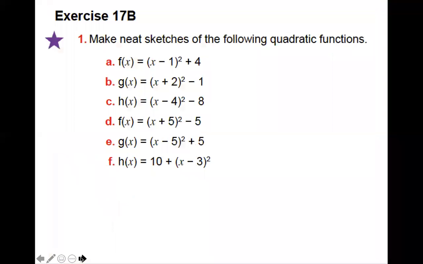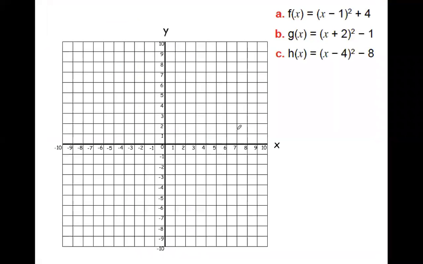Okay, so here we've got (x minus 1) squared plus 4. I'm going to try and sketch this. So the first thing we need to find is the y-intercept. So y-intercept, we said, for A, is when x equals 0. So if I replace x with 0, I get 0 minus 1, which is just negative 1 squared, that's 1. 4 plus 1 is 5. So (0, 5) is my y-intercept.